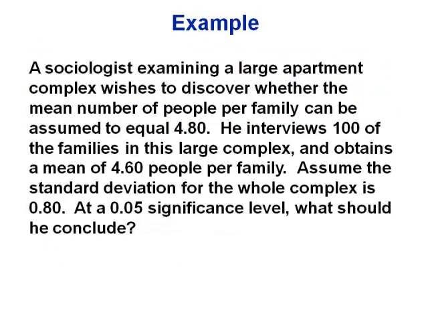Now I'll have you try one where the claim is equal. A sociologist wishes to discover whether the mean number of people per family in an apartment complex is equal to 4.80. Interviews 100 people, mean of 4.60, standard deviation for the whole complex, so that's population. Sometimes it doesn't always say population, but sometimes there are words that indicate it, like all or whole. So we have a population standard deviation of 0.80. So go ahead and try that one.